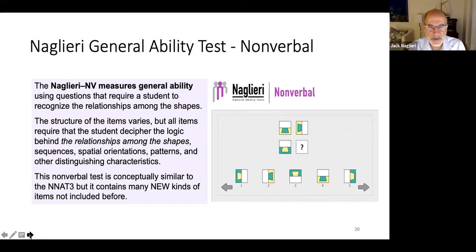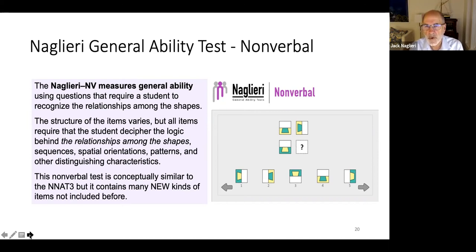And the nonverbal is designed to measure general ability. Only in this case, the content is shapes and relationships among those shapes. So where the verbal test is designed to measure general ability using verbal concepts, here we're using nonverbal stimuli, so to speak. So the items are made in a way that all the information you need to solve the problem is on the page, just like in the previous one that Dina just showed.